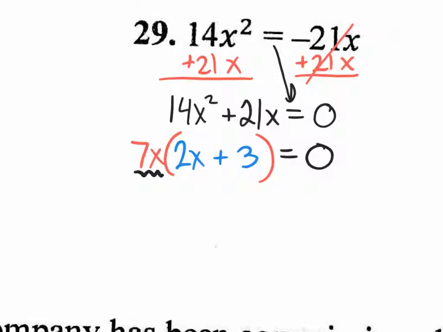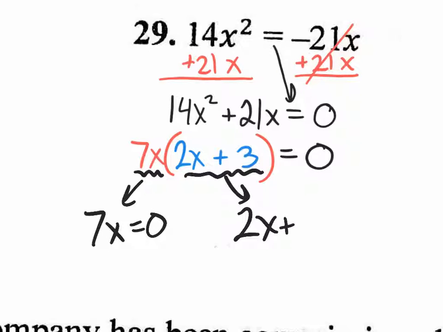You have the 7x times 2x plus 3. So the 7x could be 0, and the 2x plus 3 could be 0. Again, you could only do this split because there's an equal to 0. If you didn't have this equal to 0, you wouldn't be able to do that, right? So because you have something times something equals 0, the first something could be 0, the second something could be 0. Now let's solve both of them.